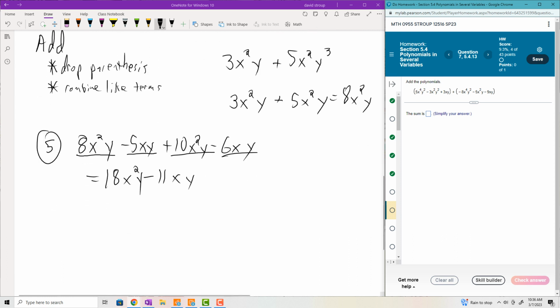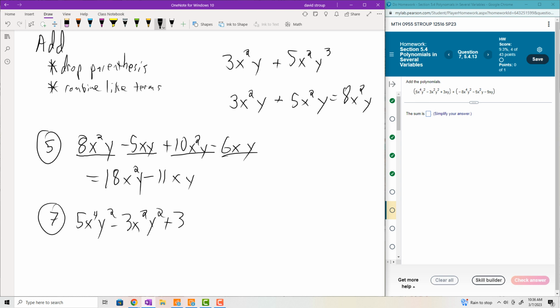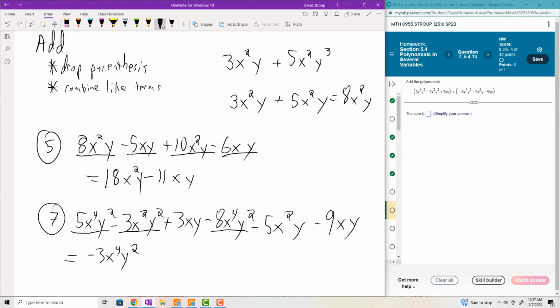Let's try number 7. So I have 5x to the 4th y squared minus 3x squared y squared plus 3xy, plus, let's just write that as a minus. So then minus 8x to the 4th y squared minus 5x squared y minus 9xy. Okay. So x to the 4th y squareds, there's one, minus 3 of them. And then x squared y squareds, well, there's only that guy, 3x squared y squared.